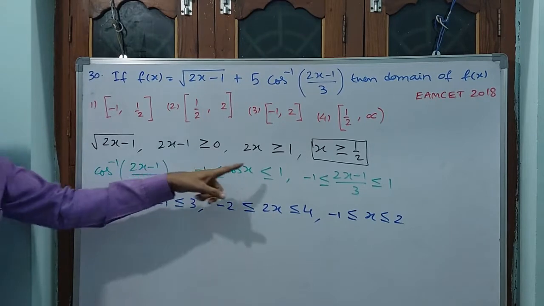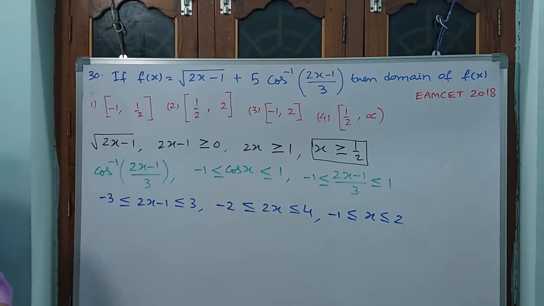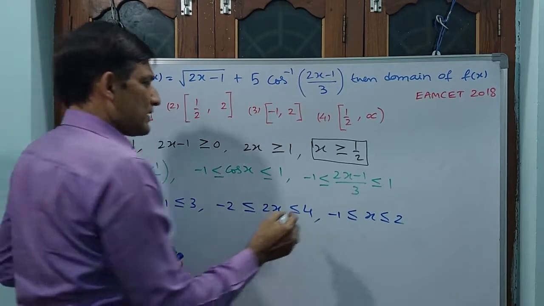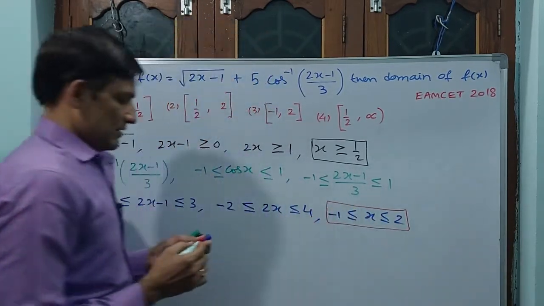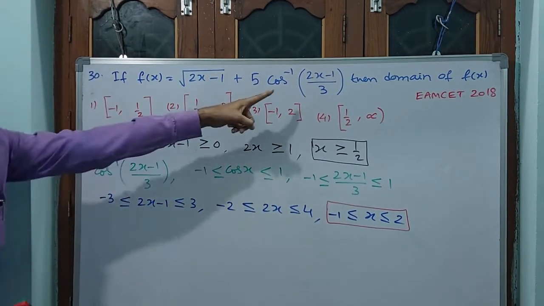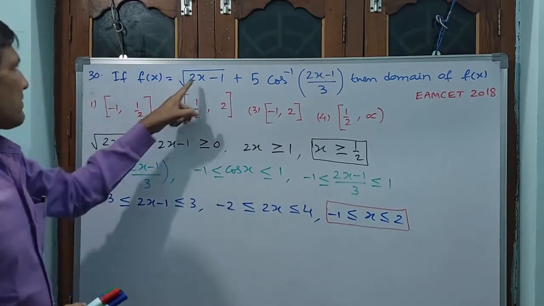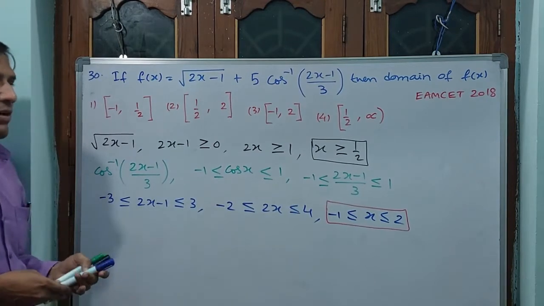But here the first function is greater than or equal to 1 by 2. That means, can you take from minus 1 to that side? Box it now first. Let us discuss. As per the second subfunction, x is from minus 1 to plus 2, but as per the first function x is greater than or equal to 1 by 2.